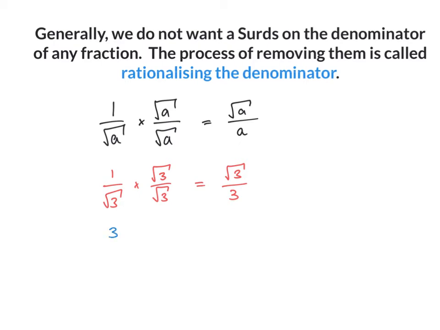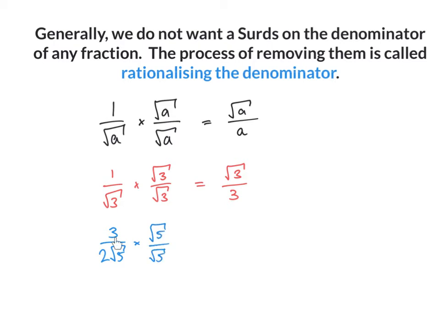Let's try something like this: 3 over 2 root 5. Well, in this, we'll see that we have a surd in the bottom, so we want to rationalise the denominator. But the surd part is just root 5. I don't need to worry about the 2 for the moment. So what I'm going to do is multiply the top and the bottom by root 5.